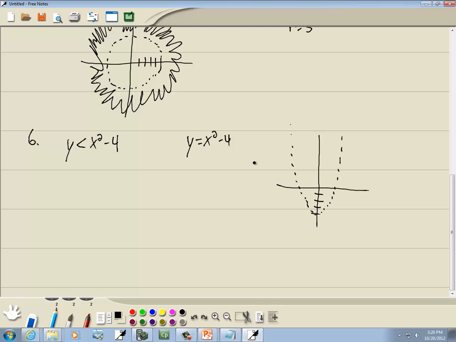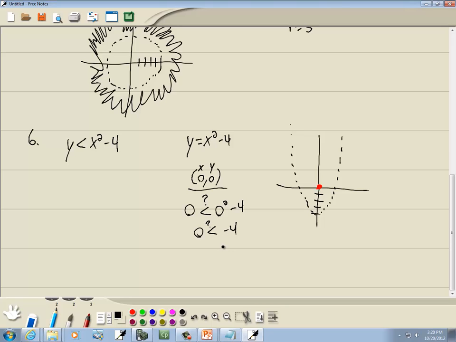Now, I'll pick a test case. Origin would be a good one. Right here. The origin is 0, 0. So I'll plug this in for x, plug this in for y. So I have 0 less than, and this is more of a question mark at this point again, 0 squared minus 4.